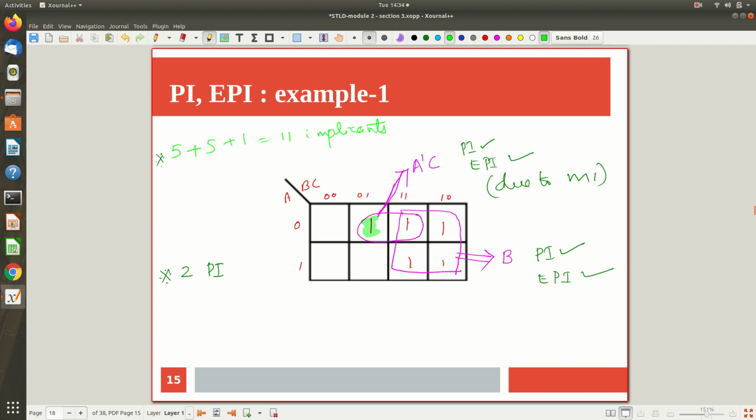If I am looking at this particular one, it is covered by two prime implicants. So that is not the reason, but the reasons are like this: this one is covered by only this particular prime implicant. This is also covered by only this prime implicant. This is also covered by only this prime implicant. Because of these three ones, or even a single min term is enough, I can say that this is an essential prime implicant.